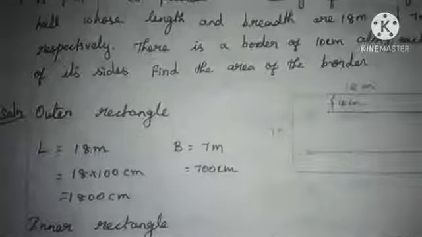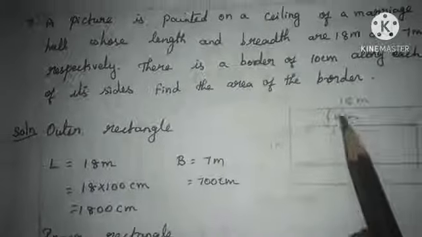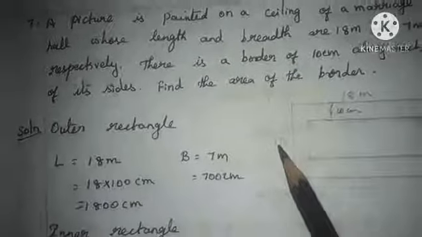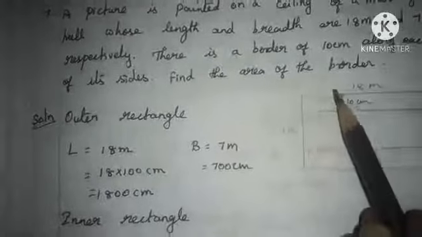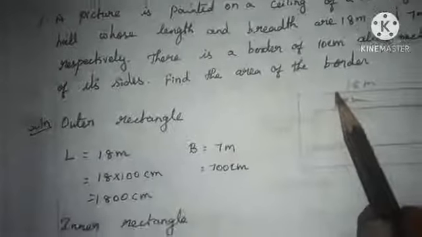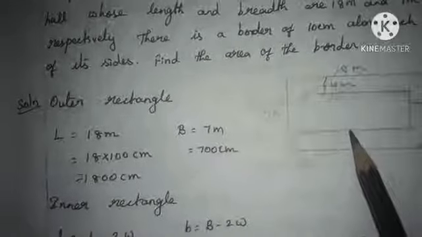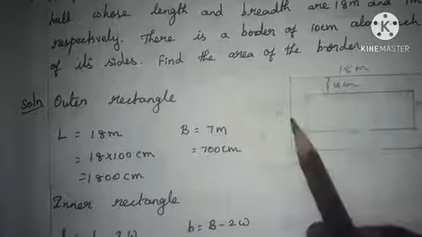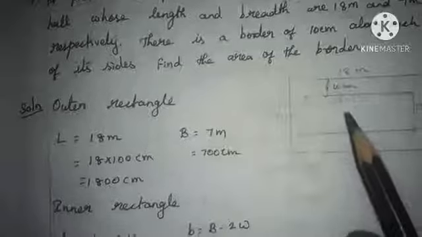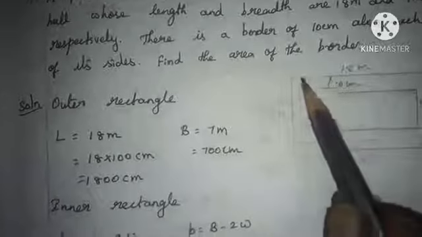Here this is the ceiling of the marriage hall of length 18 meter and breadth 7 meter. In this marriage hall they are having the border of 10 centimeter. This is the border on all the 4 sides. That is 10 centimeter, and this distance is 10 centimeter. Here also we are having 10 centimeter. Now you have to find out the area of this border.